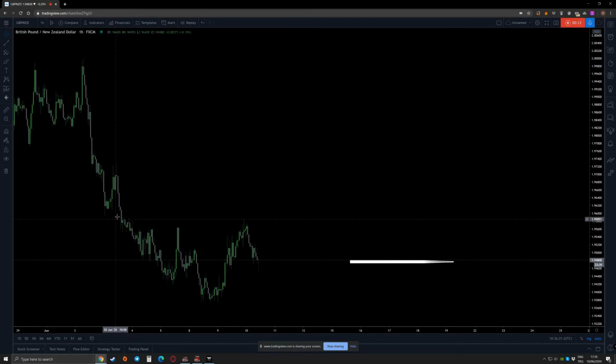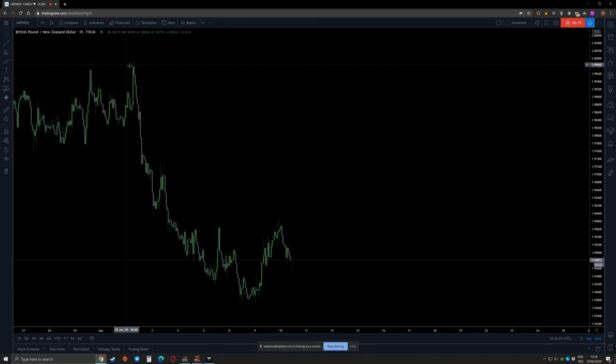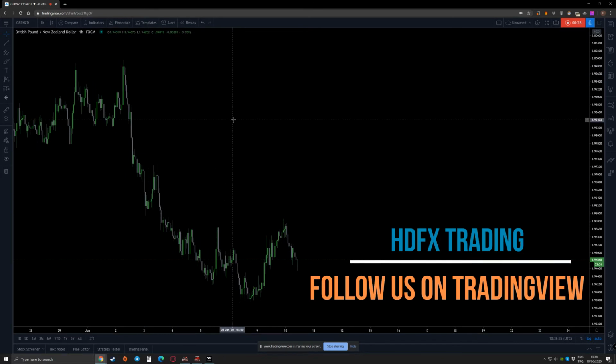Today I want to talk about pound New Zealand dollar and what's happening lately, and I want to trade this zigzag pattern if it's possible. So the situation is the market has ended some wave here and started a very big decline to the downside.